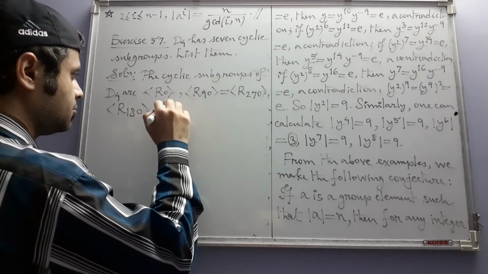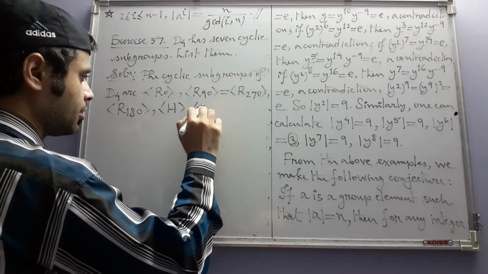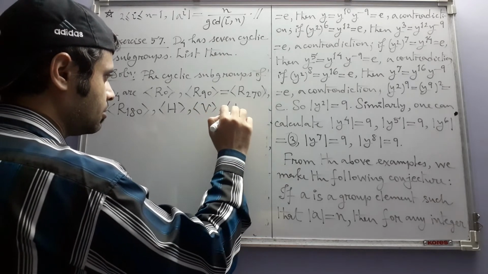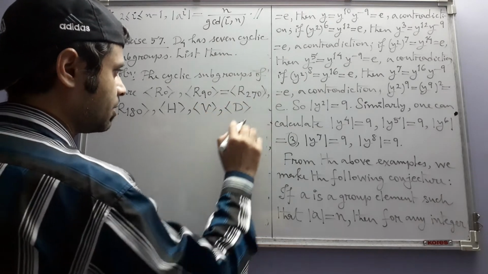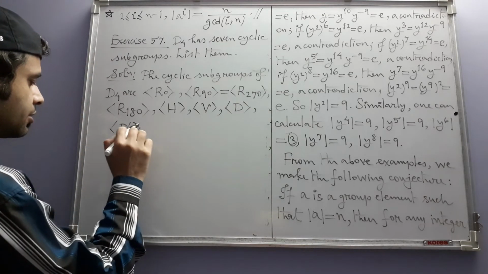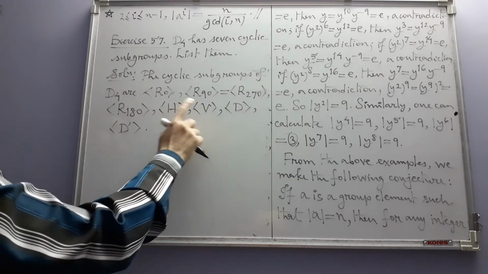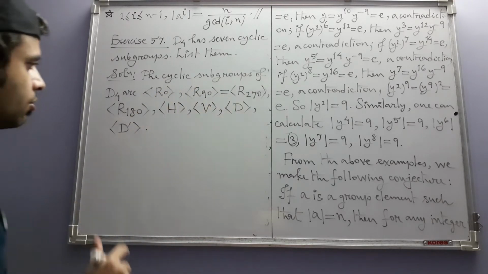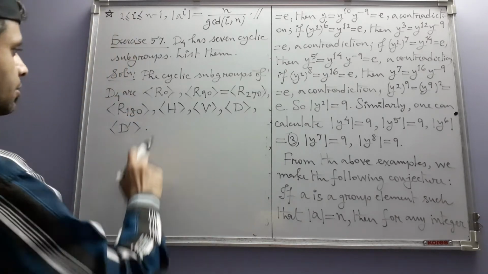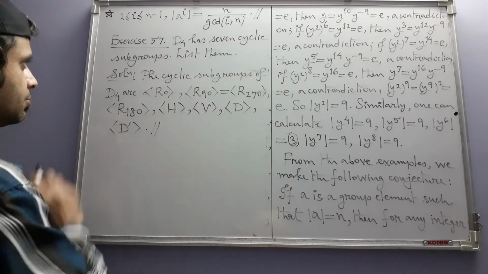Then the subgroup generated by the reflection H, that generated by the reflection V, then the one generated by the reflection D, and finally the one generated by the reflection D prime. So 1, 2, 3, 4, 5, 6. Oh, are we getting more than 7? Yes. 1, 2, 3, 4, 5, 6, 7. Okay.